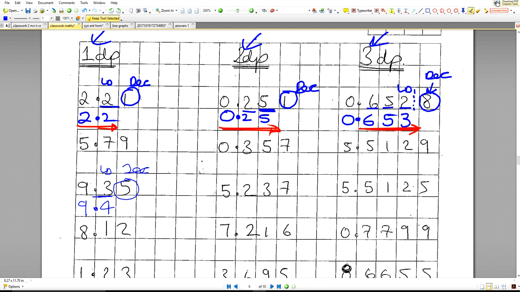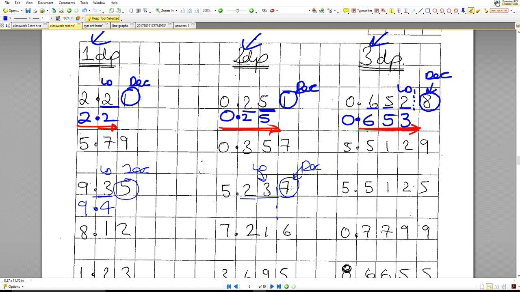9.4 to one decimal place. Now let's look at the next column. 5.237, first, second decimal place. So we must stop here at the second decimal place. So this is our decider, and this is our last digit, because we're doing 2 decimal places.